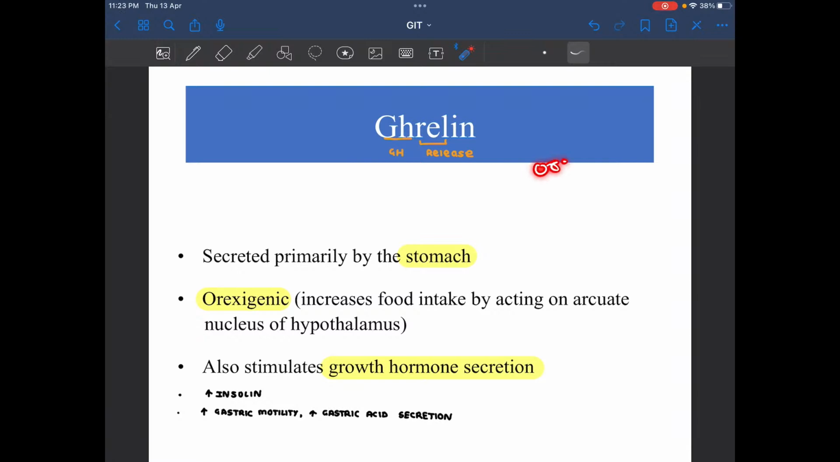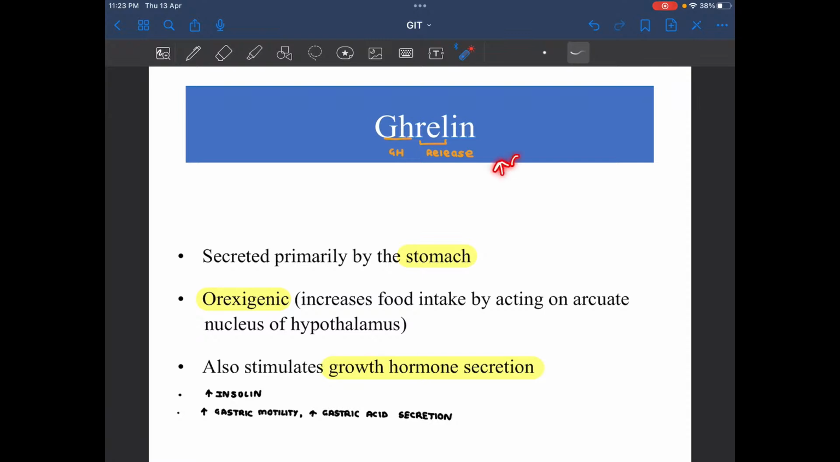And what is it? It's mainly a very potent orexigenic. Mainly it acts on the lateral nucleus. Ghrelin is released from the stomach whenever you don't eat. So ghrelin that is released from the stomach is going to stimulate your lateral nucleus and tell you to eat. Okay, so that is your ghrelin. So it's orexigenic.